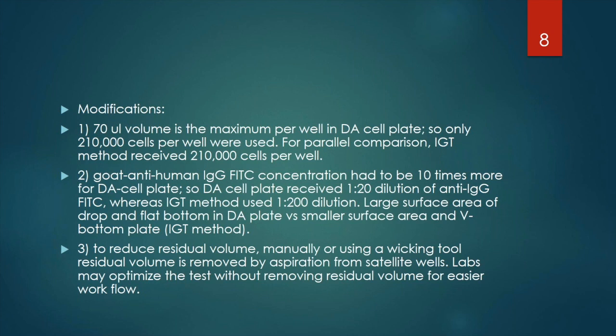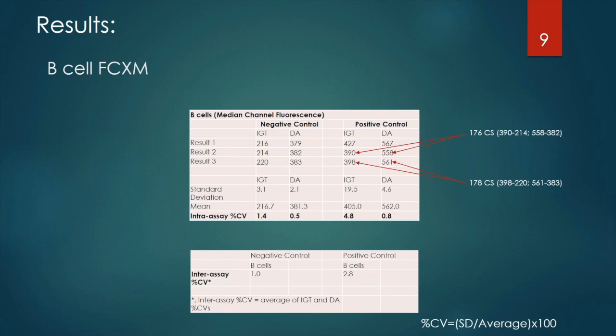I took a cell sample and treated it with negative control serum in triplicate. I'll show you the data for my optimization. So I'm showing you the results of B-cell flow cytometry cross-match. Here I took a cell sample, and this was run in triplicate by the IGT method and also by the DSL method.